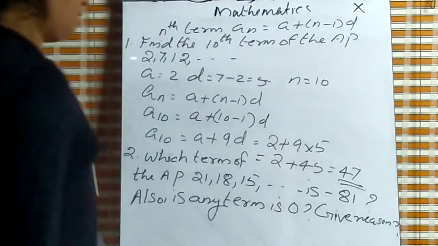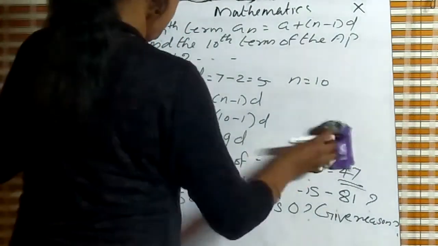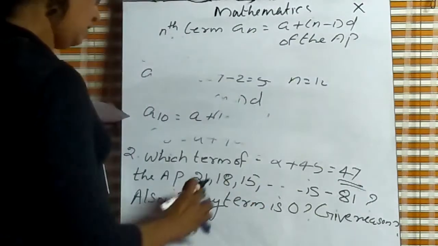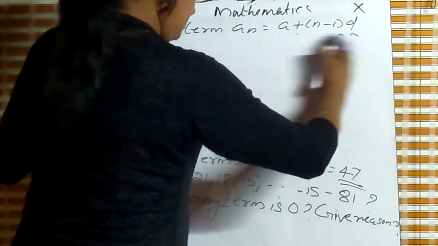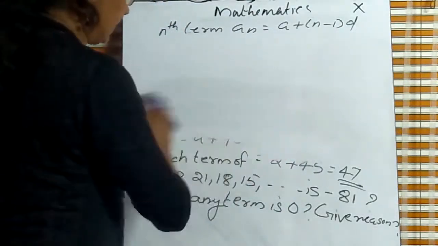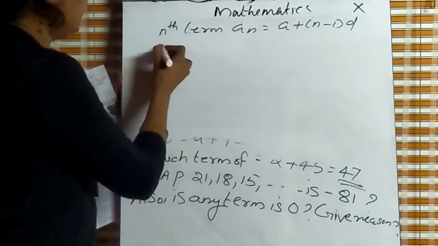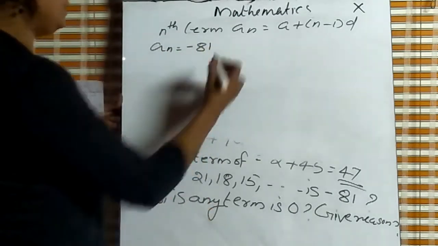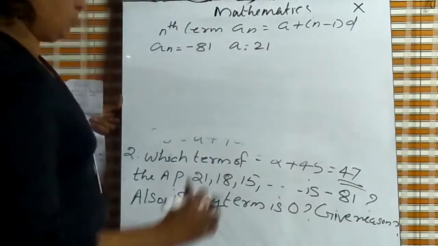Next question is, which term of the AP 21, 18, 15, etc. is minus 81? We have to find which term is minus 81. For that we take an is equal to minus 81. And what is A? A is the first term of the AP, 21.